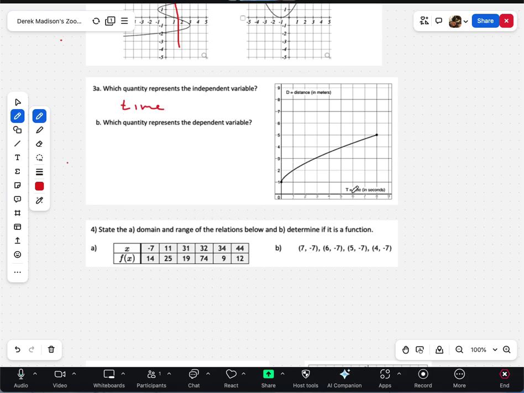would be the quantity associated with the independent variable, and then which quantity represents the dependent variable, that would be the vertical axis, which is distance in this case.